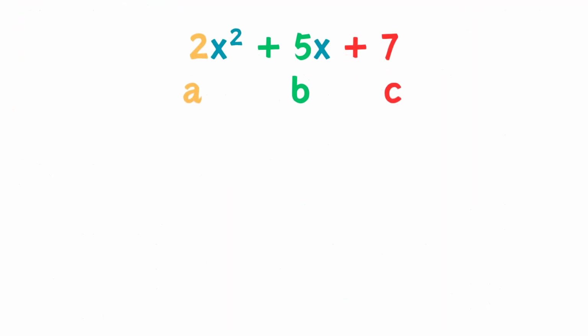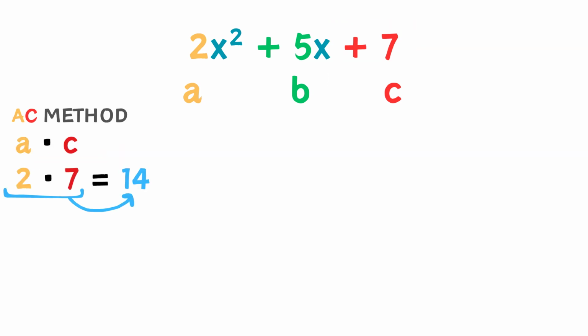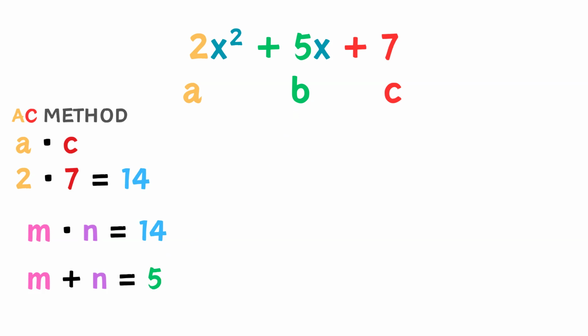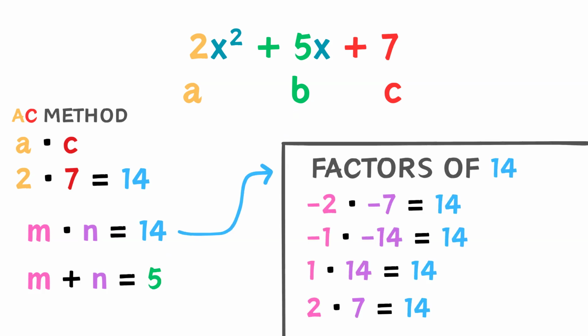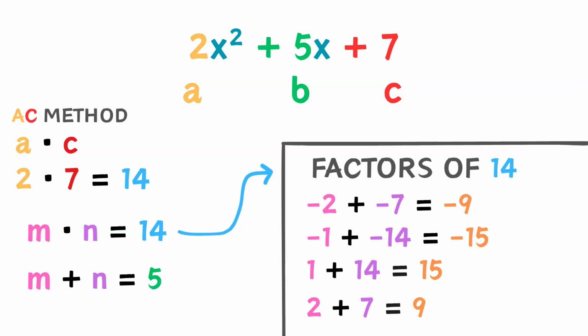Now, sometimes the AC method will not work. In this example, if we're trying to use the AC method, we need to find two numbers whose product is 14 and whose sum is 5. But when we list some factors of 14, we see that none of these sum up to 5. If you can't solve for the two unknown numbers, m and n, then you can't factor using the AC method. And you'll have to use some other method, like completing the square or the quadratic formula.